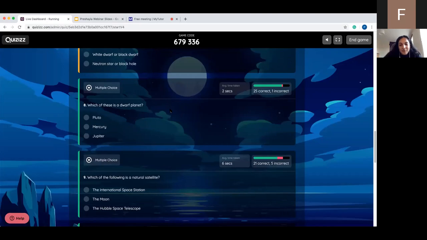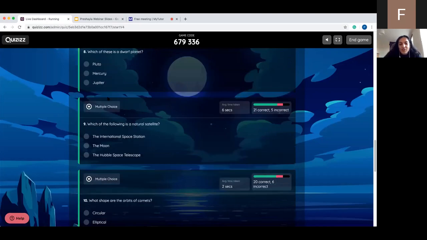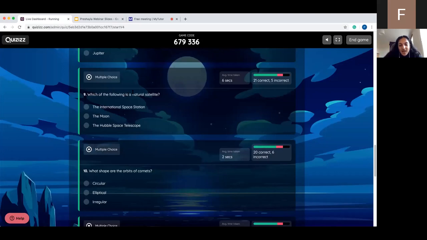Which of these is a dwarf planet? Mostly all of you got this correct. It's Pluto. Which of these is a natural satellite? A natural satellite, remember, is the moon.